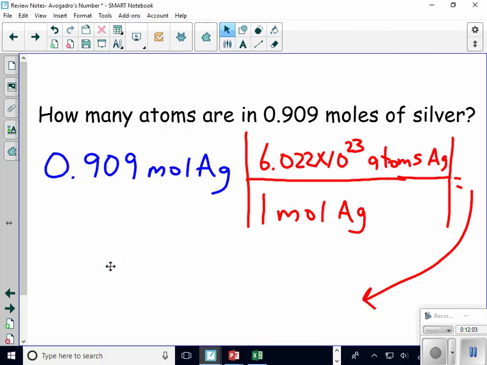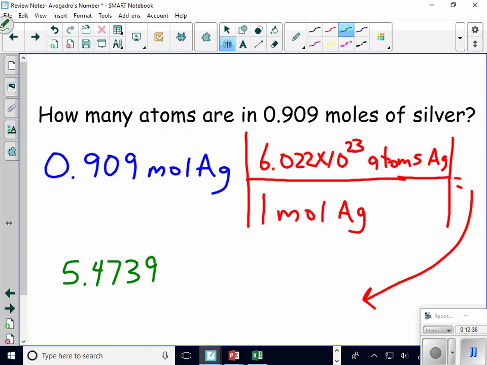I'm going to do my math in my calculator. So I take the 0.909 and I multiply that by Avogadro's number. And I come up with a value of, and here's my total value that my calculator is telling me, okay? 5.473998 times 10 to the 23rd.